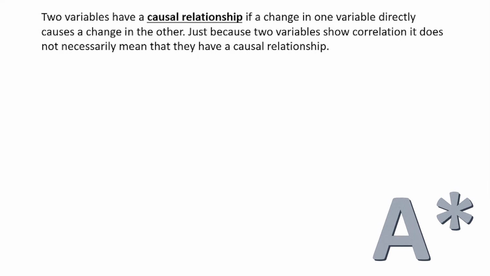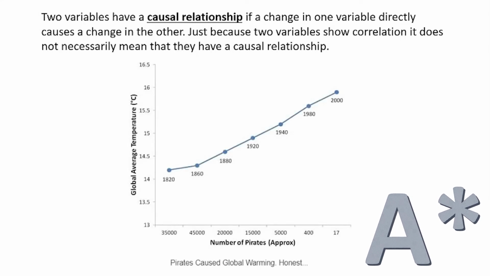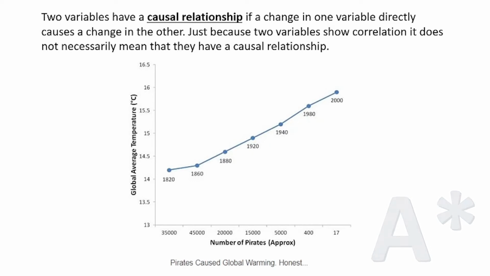So in this scatter graph here, you can see that on the horizontal axis, we have the number of pirates, and on the vertical axis, we have global temperature. And if we didn't consider the context, we might make the spurious connection that the number of pirates in the sea directly affect global temperature. And I'm not sure we can rightfully blame pirates for increasing the world temperature.